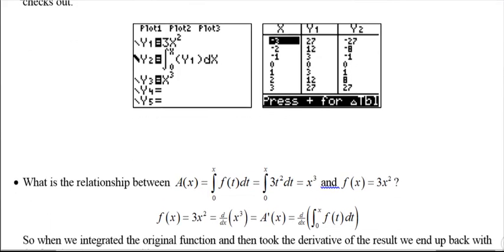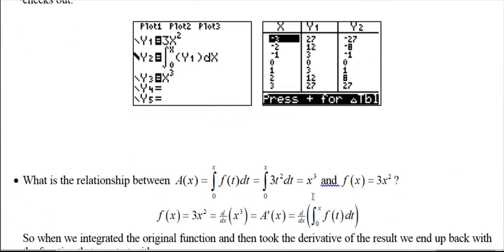Well, hopefully you came up with the fact that one's the derivative of the other. In fact, the f of x was the derivative of the a of x, right? So you take the derivative of x cubed, you get 3x squared. So the f of x, 3x squared, was the derivative of x cubed. That's a prime, or the derivative of the integral of f of t.